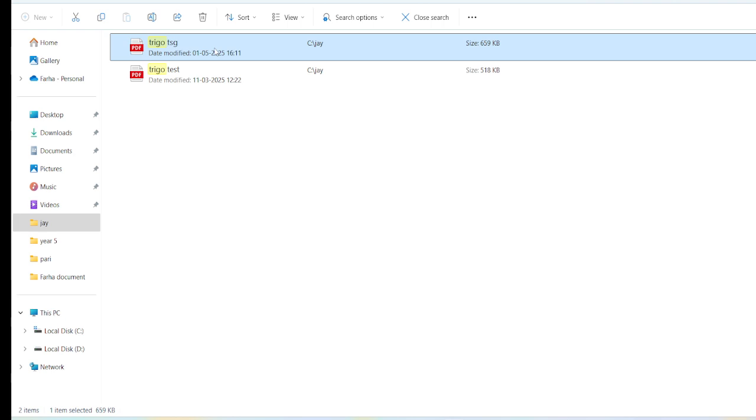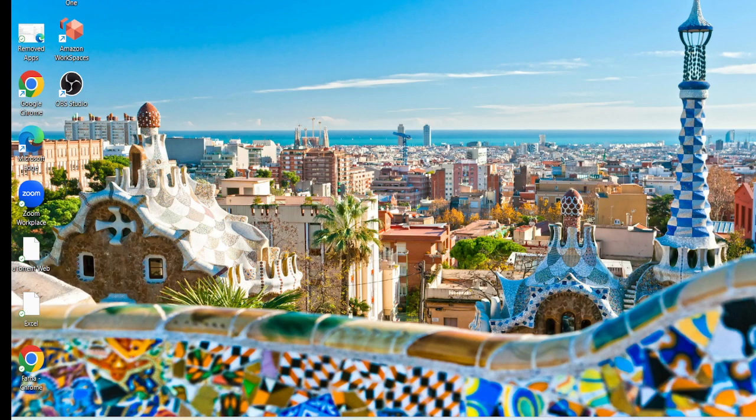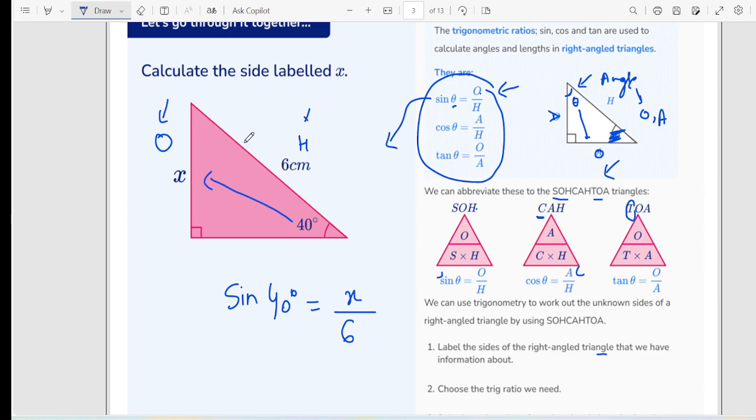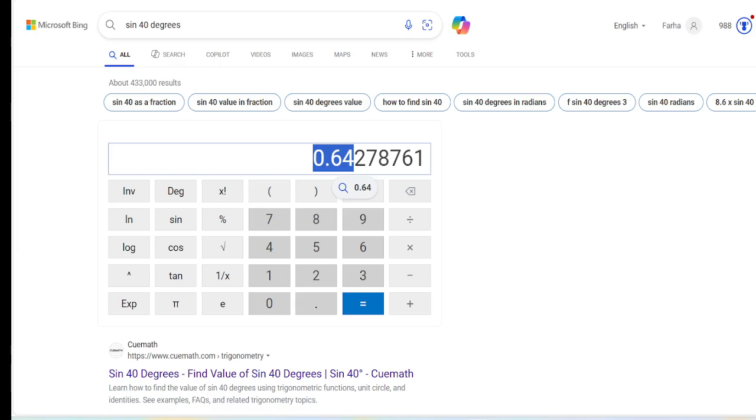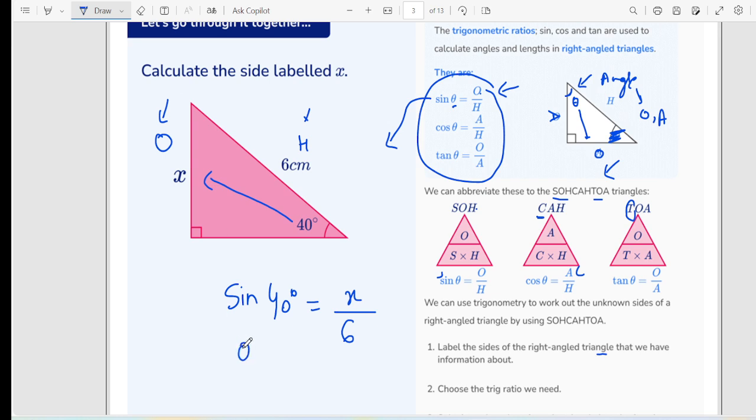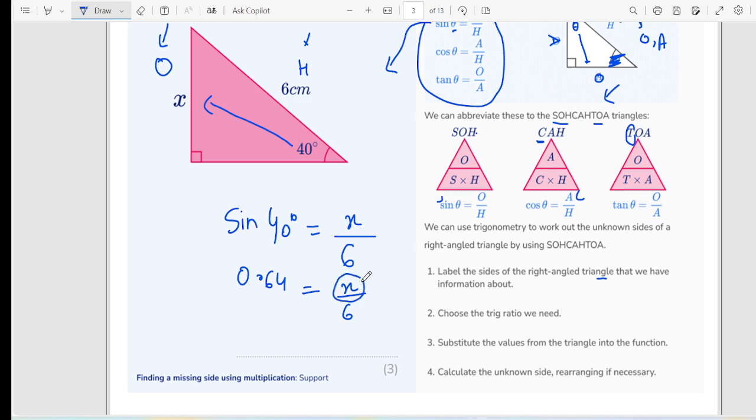Let me just open the calculator. Yes, so sine 40 is how much? 0.64. So in place of sine 40 degrees, I'm putting 0.64, equal to x over 6. Now to find x, this 6 will go to the other side and I'll multiply 0.64 with 6, and this would give me x. If you multiply 0.64 with 6, you will get 3.84.